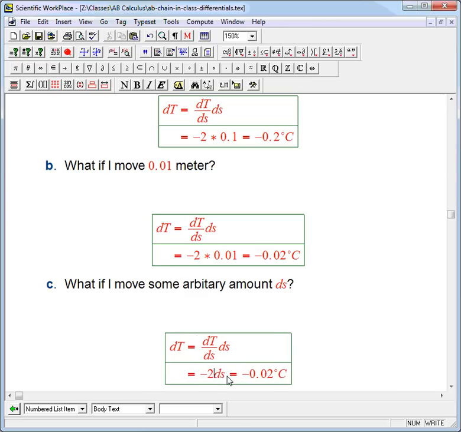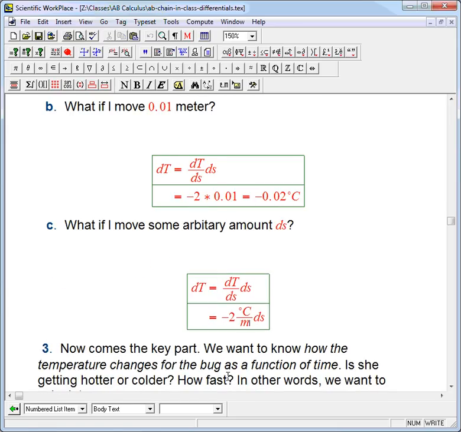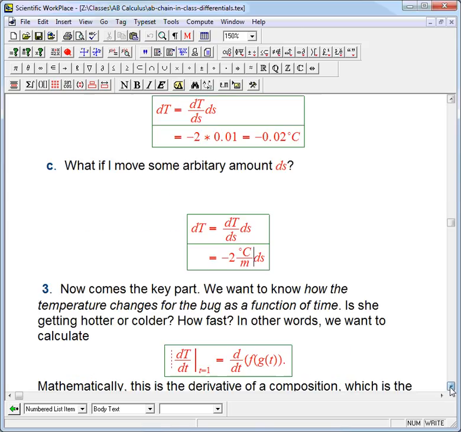It's going to be minus 2 ds. And if I wanted to be careful about it, which I probably should, it's minus 2 degrees Celsius per meter times ds, and then the ds comes in with meters, and that's going to cancel it out and give me degrees Celsius. So this is one of the key things that we're going to use.